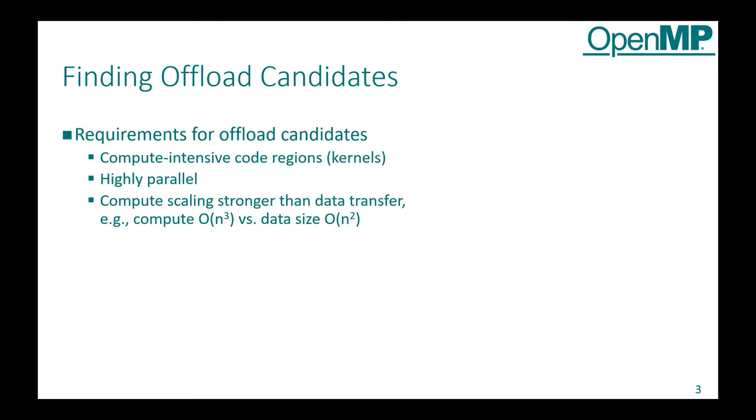All right, so the first step is to find offload candidates. For the Jacobi, I think we pretty much gave you indications on where things have to happen. But if you have to do this yourself, the first thing you've got to do is look for regions in your code that are compute intensive. That's the first property they are supposed to have. Then, of course, they should be highly parallel to actually make use of a massively parallel architecture like GPUs. And then ideally, the compute should scale stronger than the data transfer. That means compute should be something like O(N^3) versus the data size being N^2. A prime example is DGEMM: if you have square matrices, they are N^2 in size, but the computation you do increases cubically in terms of the matrix size. So these are our potential offload candidates.